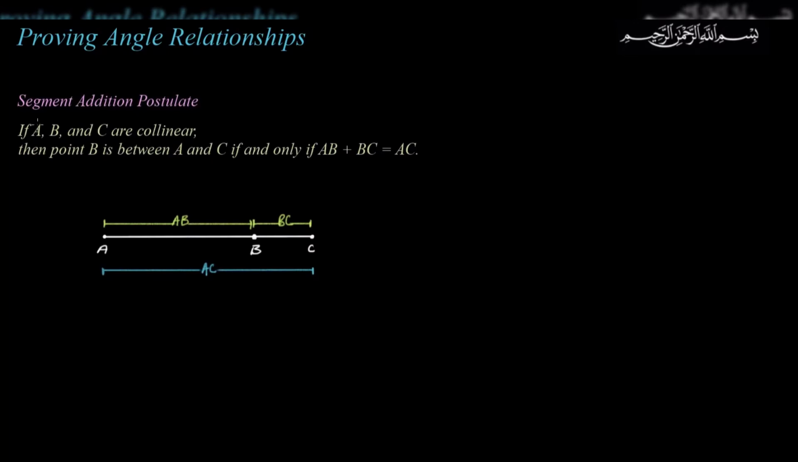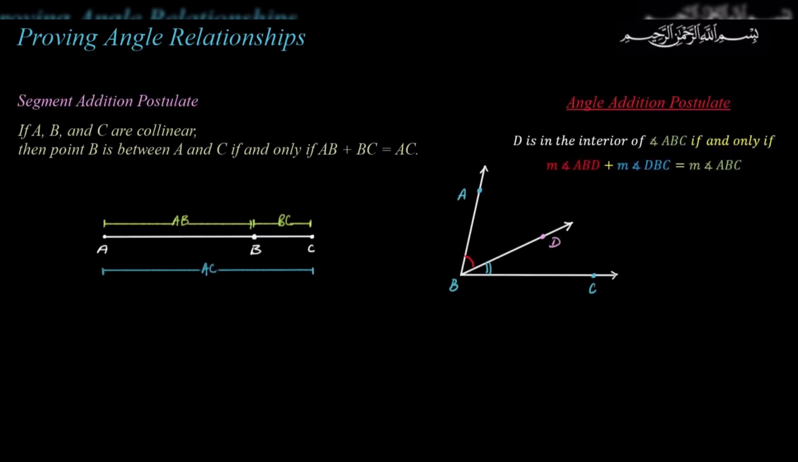Specifically, the segment addition postulate said if A, B, and C are collinear, if you have 3 points that are collinear, then point B is between A and C if and only if AB plus BC gives you AC. So that's the segment addition postulate. In other words, two baby segments will add up to give one big segment. We have a similar postulate as it relates to angles. Basically, this postulate states that two baby angles add up to give you one big angle.